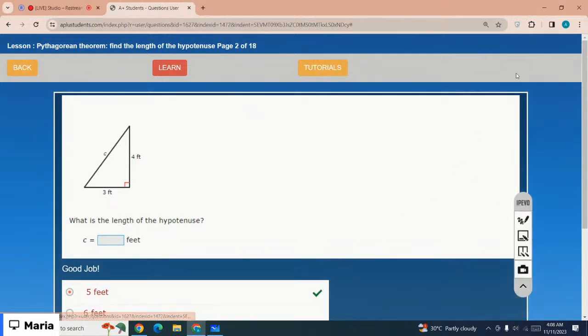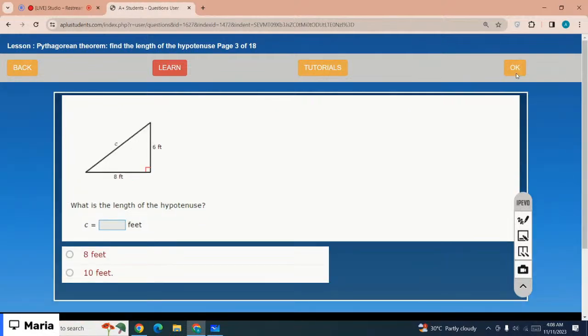Now the next one you have to do in your notebook, and you can just write the answer in the chat box, right? Okay, what is the length of the hypotenuse? You are given the other two sides, they are 6 feet and 8 feet. You need to calculate the hypotenuse. So which is the correct option?